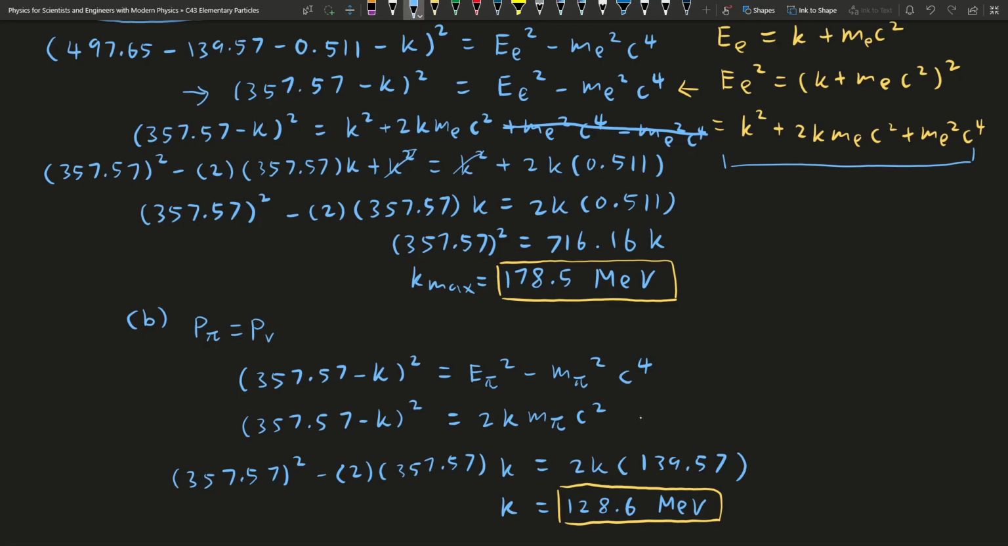The logic here is actually the same as A, just we have to change this m_e to this m_pion, and this E_e to this E_pion. The rest is the same, the logic is the same.